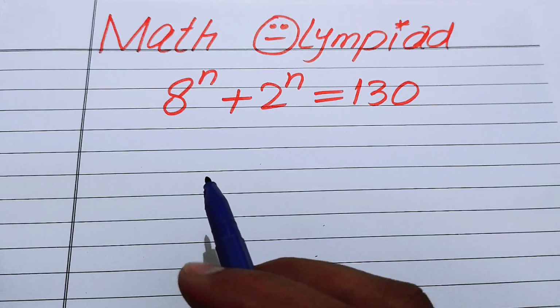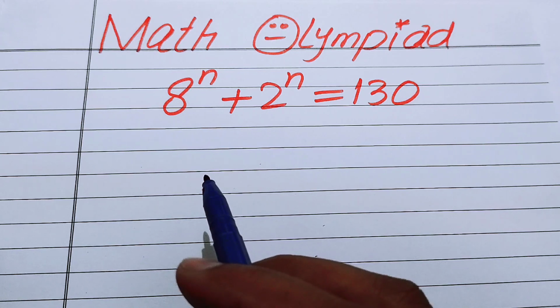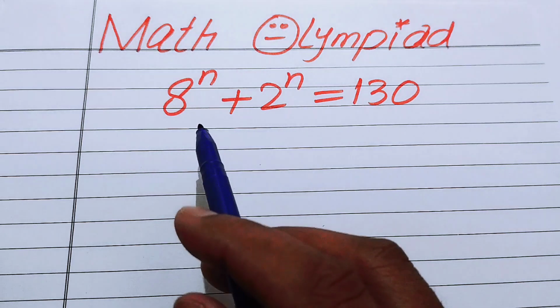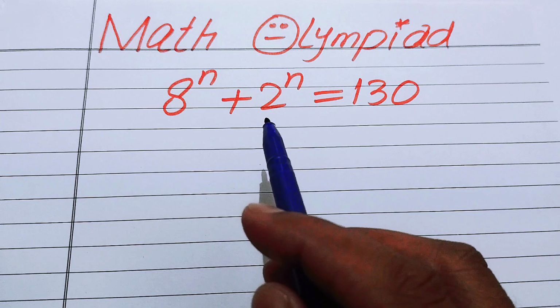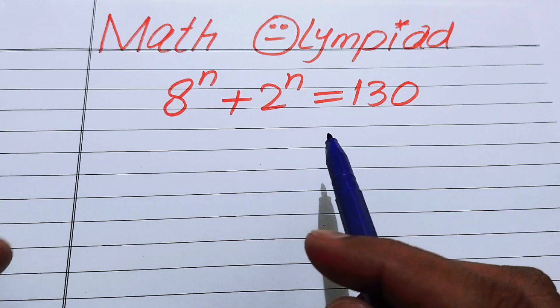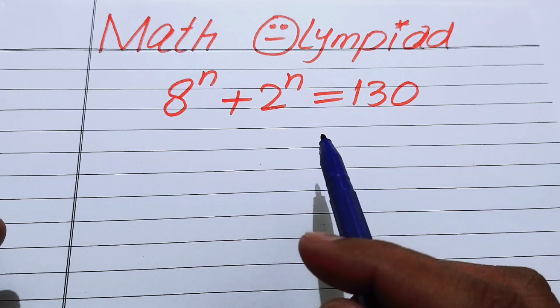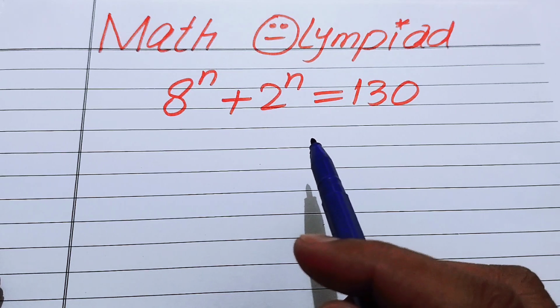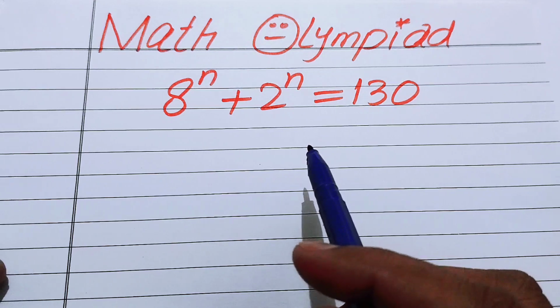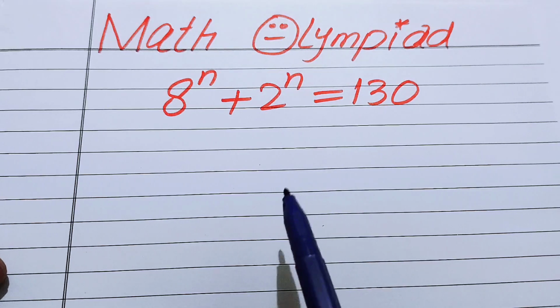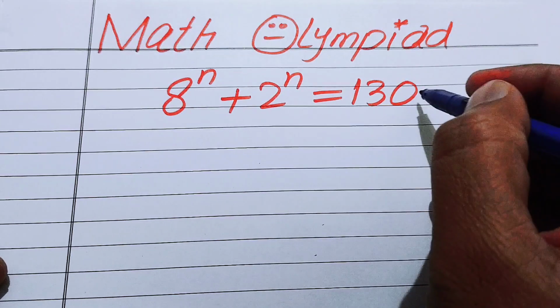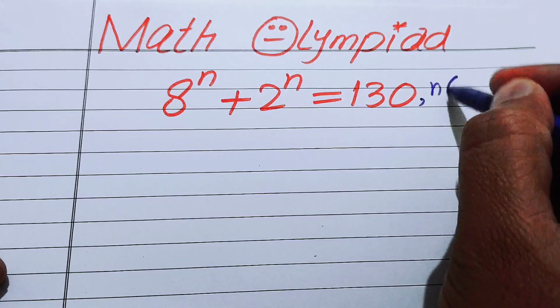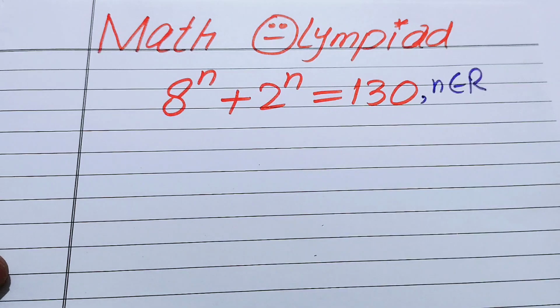In this video we are going to solve this nice algebra problem: 8 to the power of n plus 2 to the power of n equals 130, and we will solve this problem for the real values of n. So here we find only real roots, or you can just say that n belongs to R.